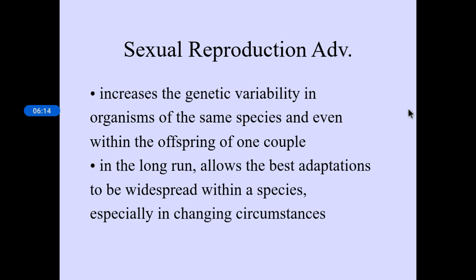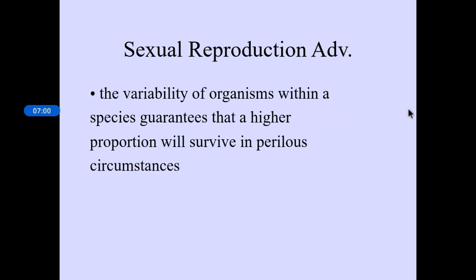For example, our eye color or hair, or any characters which we receive from our parents. And what are the advantages of sexual reproduction? One important advantage is that it increases the genetic variability in organisms of the same species, even within the offsprings of one couple. That means variations. And in the long run it allows the best adaptation to spread within a species, especially in changing circumstances. We know that climatic changes are happening daily. Now itself we can feel it, if one day there is no rain, how hot it is. So our body will be better adapted if there are variations. And variability of organisms within a species guarantees that a higher proportion will survive in perilous circumstances. What are perilous circumstances? Dangerous ones. That means they will be able to adjust to any climatic conditions.